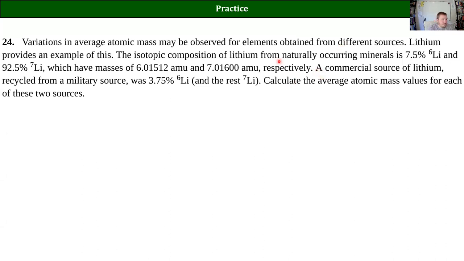I should specify so it doesn't confuse you. Let's only look at the naturally occurring part. So we're not doing the average atomic mass value for each of these sources. Let's just ignore the commercial source one. Just look at the natural sources of lithium. And then we'll talk about how you can change those percentages. And that's what they're talking about in the second example.